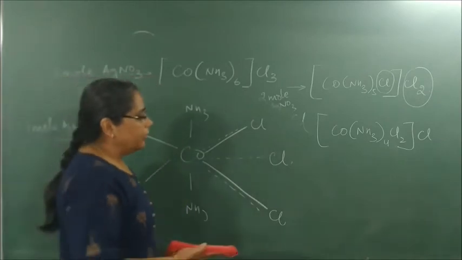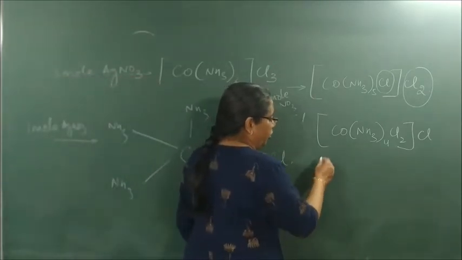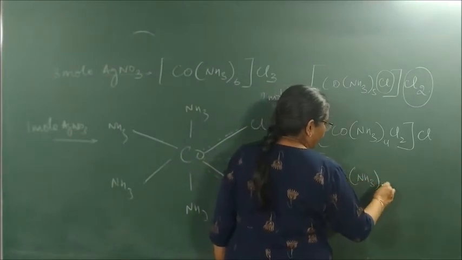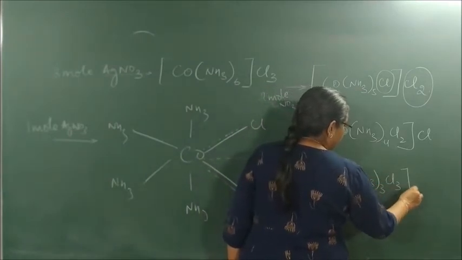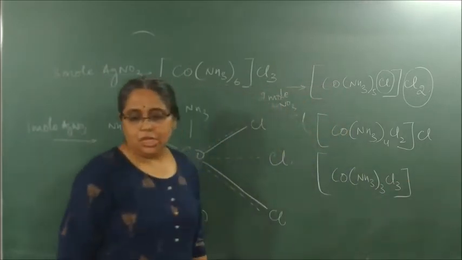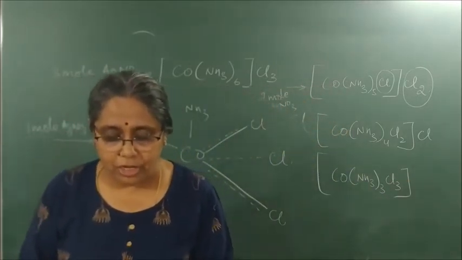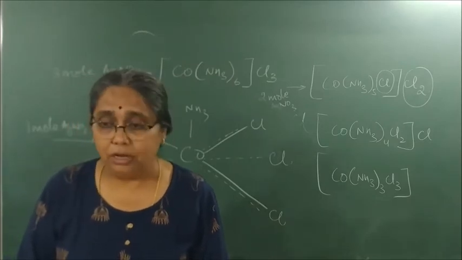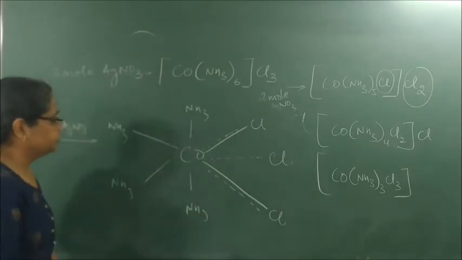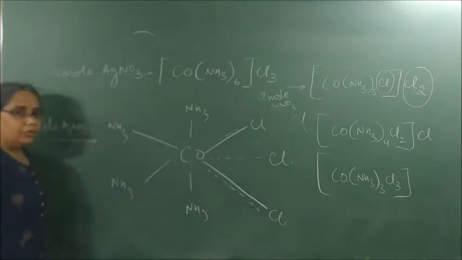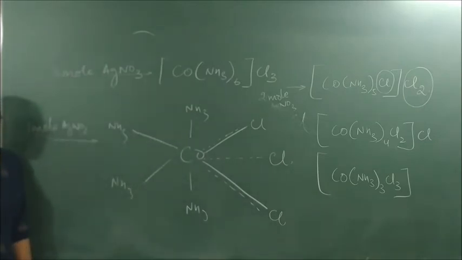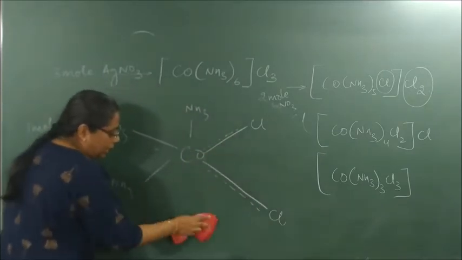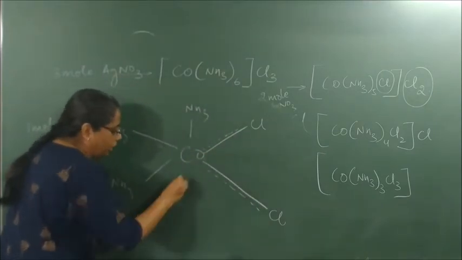Okay, now what I will do is make the next compound, [Co(NH3)3Cl3]. Now what will be my structure? What will be my structure? This Cl will completely go inside, and this Cl will again become what?